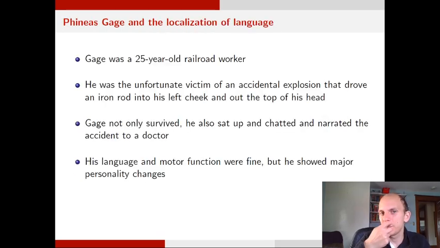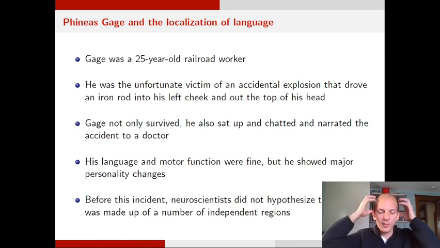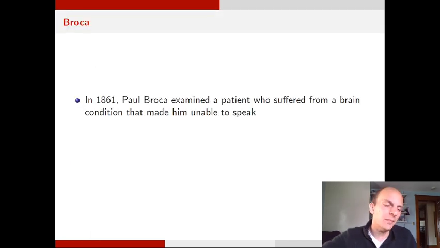What this led researchers at the time to investigate and believe was that there are different regions of the brain which control different aspects of cognition and abilities. So this spike went through presumably an area of his brain that housed certain personality information. And this led us to wonder back in the day, which we've now confirmed, that there are different regions of the brain associated with different abilities. And this extends to linguistic abilities as well.